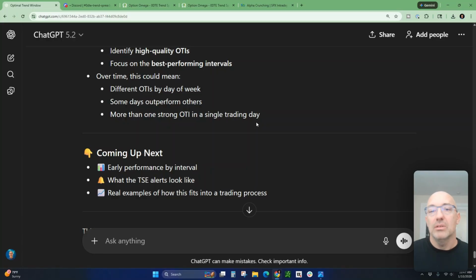So let's go ahead and look at what the trend spread engine alert looks like. And then we're going to look at how it's done. And then we're going to look at some back tests over the past 30 days. So bear with me here as we work through this.